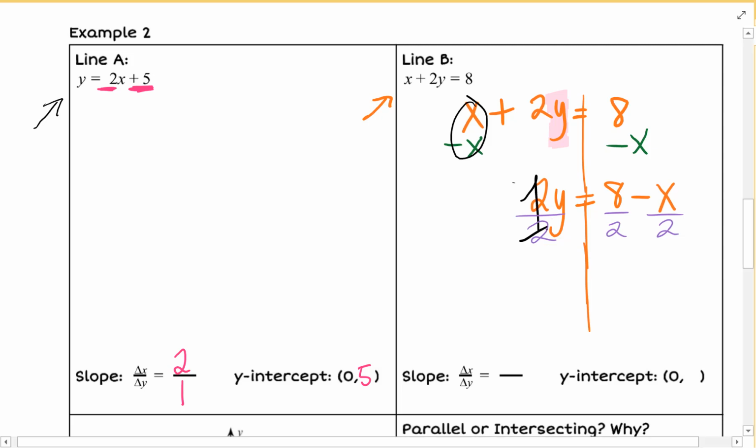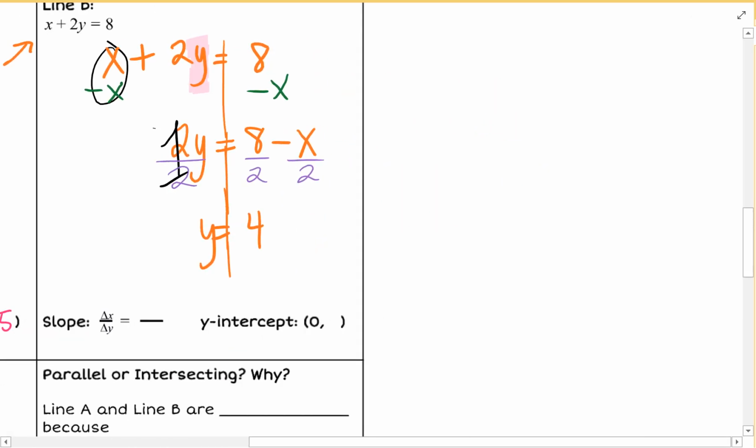All right, this is a y. 1y is equal to 8 divided by 2 is 4. And this one right here can be a little tricky. We have negative x over 2. Remind yourself that the number that's in front of that x is a 1. If there's not another number, it's a 1. I have a negative 1x in the numerator and a 2 in the denominator.